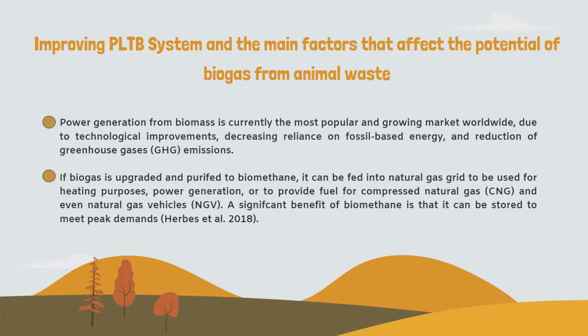Multiple microturbines ranging from 70 kilowatts to over 250 kilowatts can be employed to meet low to medium power load demand. Also, if biogas is upgraded and purified to biomethane, it can be fed into the natural gas grid to be used for heating purposes, power generation, or to provide fuel to compressed natural gas and even natural gas vehicles. A significant benefit of biomethane is that it can be stored to meet peak demand. Biogas upgrading is performed by physical and chemical technologies such as absorption, cryogenic separation, and gas separation membranes, as well as biological technologies.